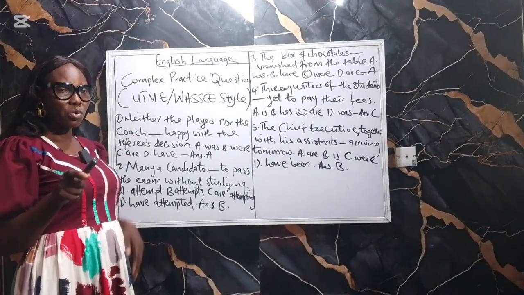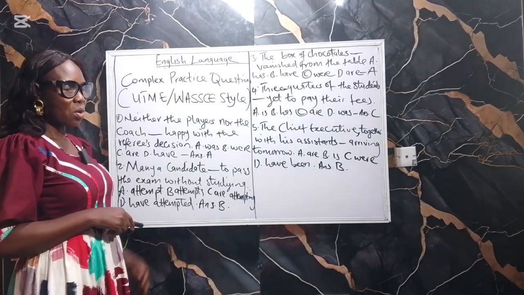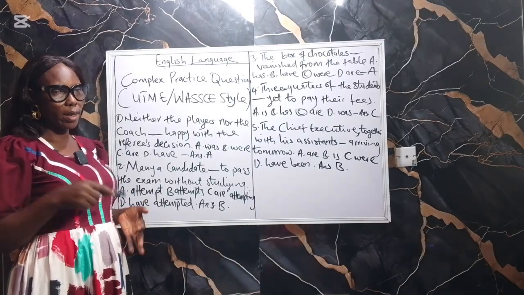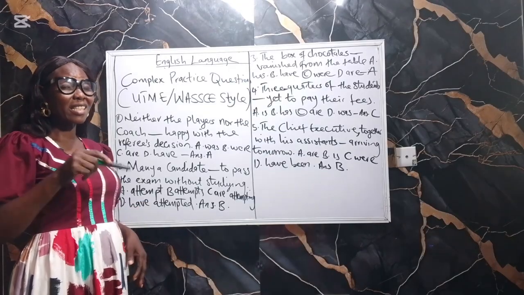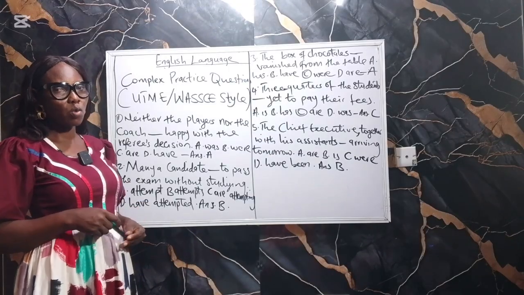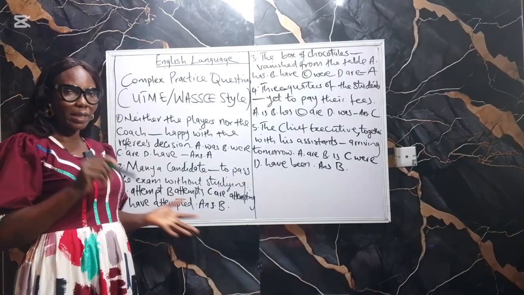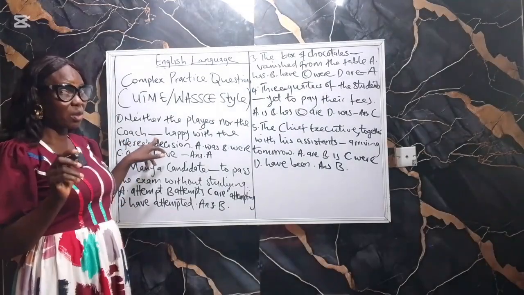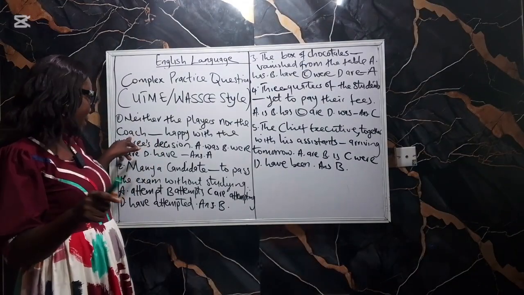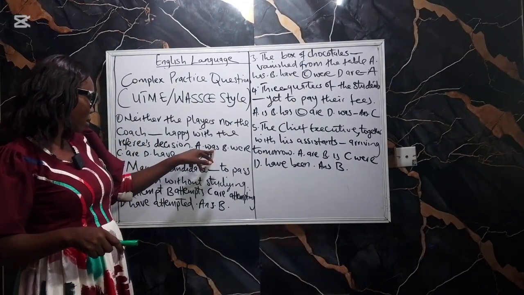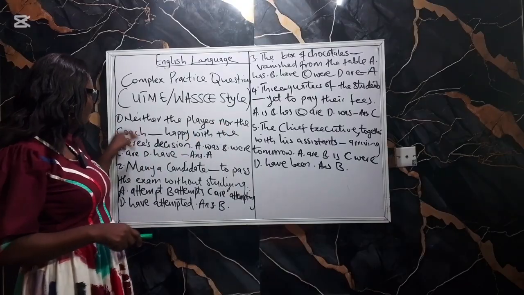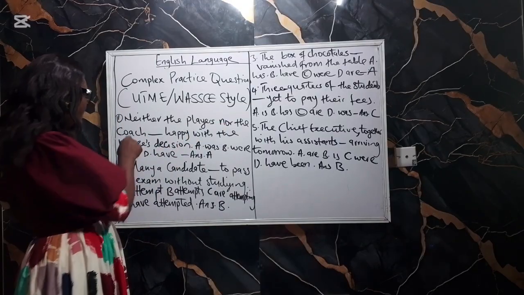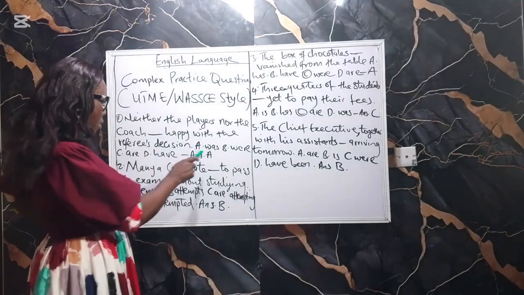Remember the rule of proximity. When you use correlative conjunctions like neither nor or either or, the subject that is closest to the verb is the one that you pick the verb for. For example, coach here is closest to the verb we are looking for, and coach is one person, so the answer should be was. Neither the players nor the coach was happy with the referee's decision. Remember, the coach is closest, that's why we pick was.